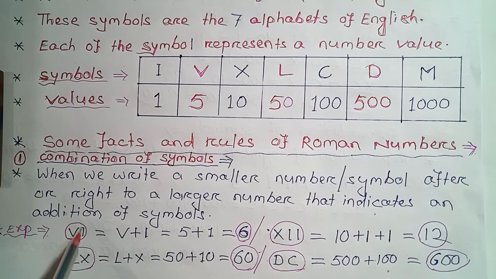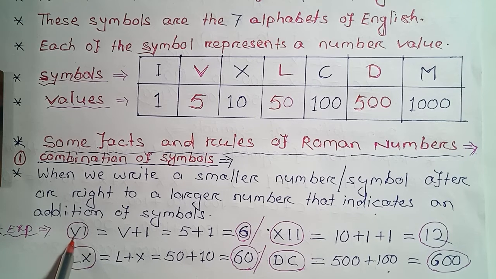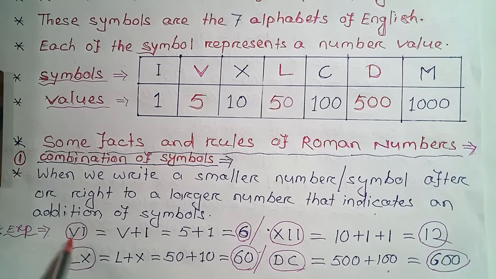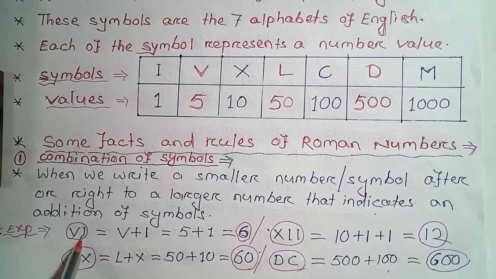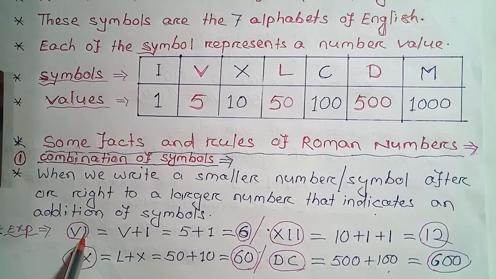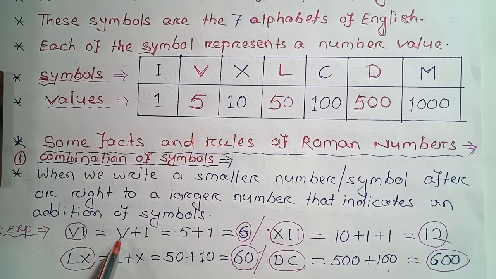We write VI. V stands for 5, I stands for 1. So when we write VI, the smaller number is written right to a larger number. So here it means V plus I, that means 5 plus 1, that is 6.